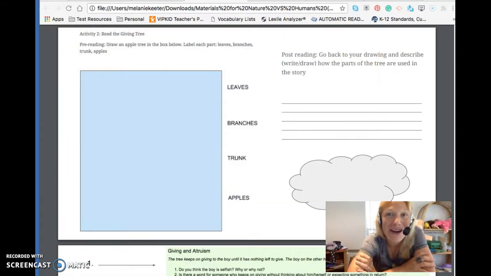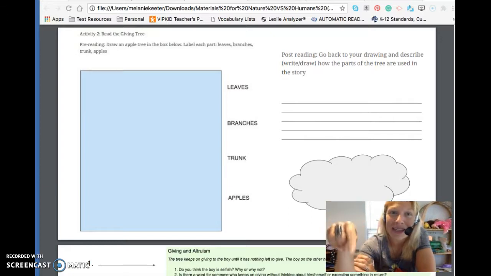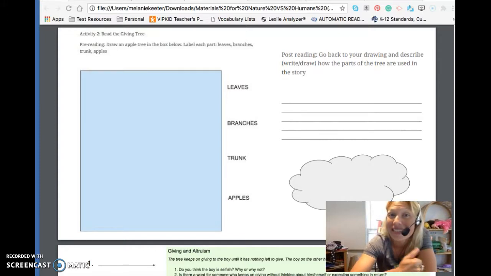Now, before we read our first story, I want to do a pre-reading activity. This activity goes with the book, The Giving Tree. You'll see in the next page of your PDF or on the slideshow in front of you, a blue box. In the blue box, you have space, and outside of the blue box, you have the words leaves, branches, trunk, and apples. What I want you to do is draw an apple tree in the box below and try to label each part of the tree.